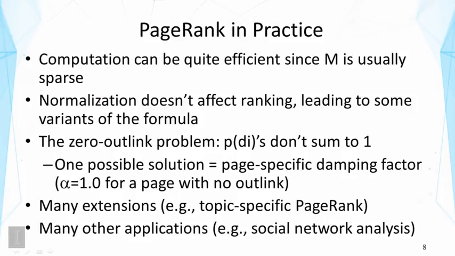PageRank is also a general algorithm that can be used in many other applications for network analysis, particularly, for example, social networks. You can imagine if you compute the PageRank scores for a social network, where a link might indicate a friendship relation, you would get some meaningful scores for people.